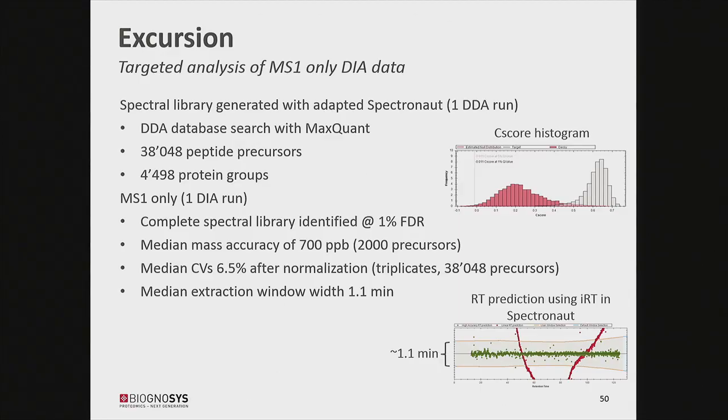And it worked really well in the first try. So we could basically identify the full spectral library. You can also expect that because you have seen this all in the DDA run, so it must be there. But it was really striking how reproducible the data was. And also the CVs were very low, so very good.